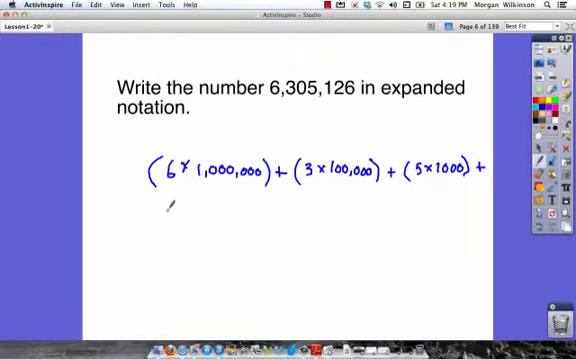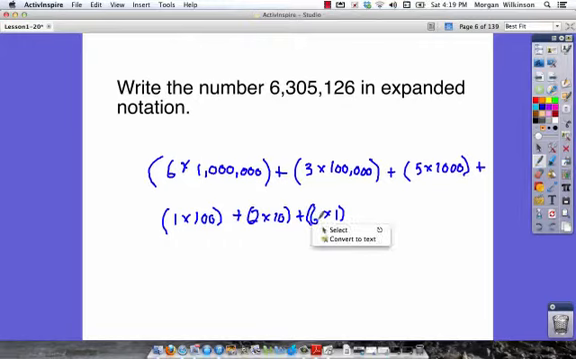We've got a 1 next, that's in the 100 spot, so we must have 1 times 100. Then we have a 2 in the 10 spot, so we're going to get plus 2 times 10. And finally we have a 6 in the 1 spot, so we'll get plus 6 times 1. And we're all done. That's all we need to do for this type of problem.